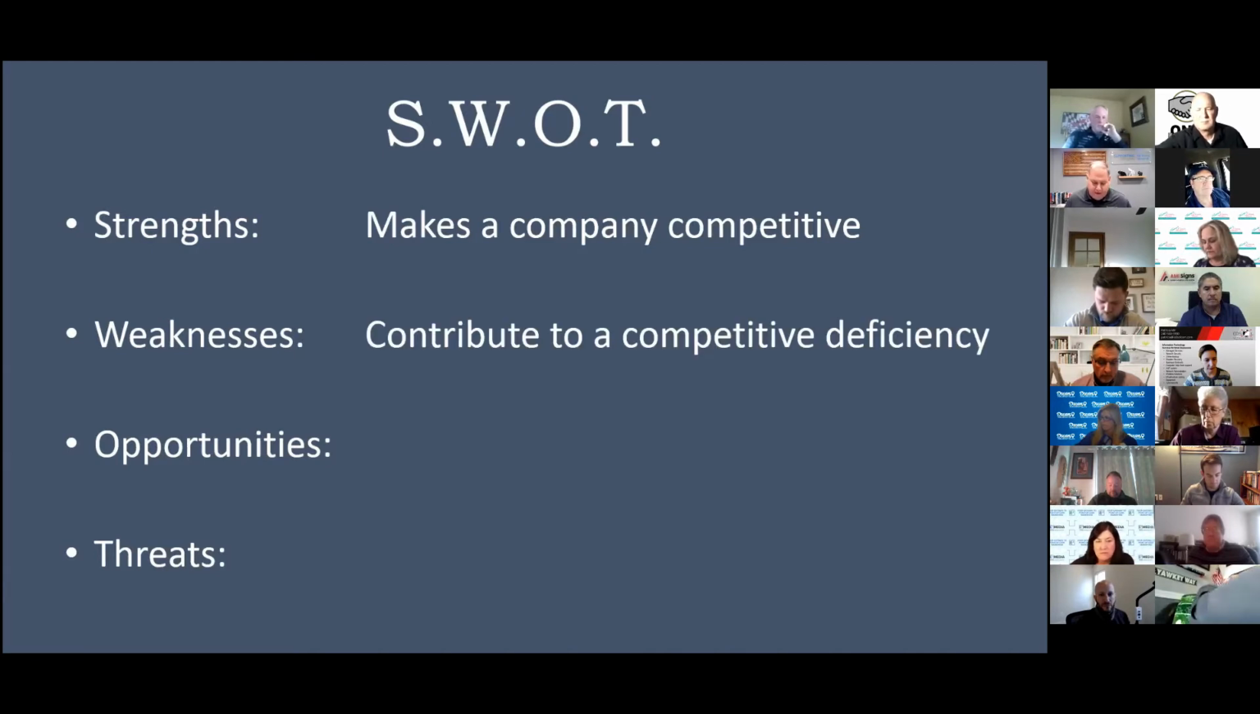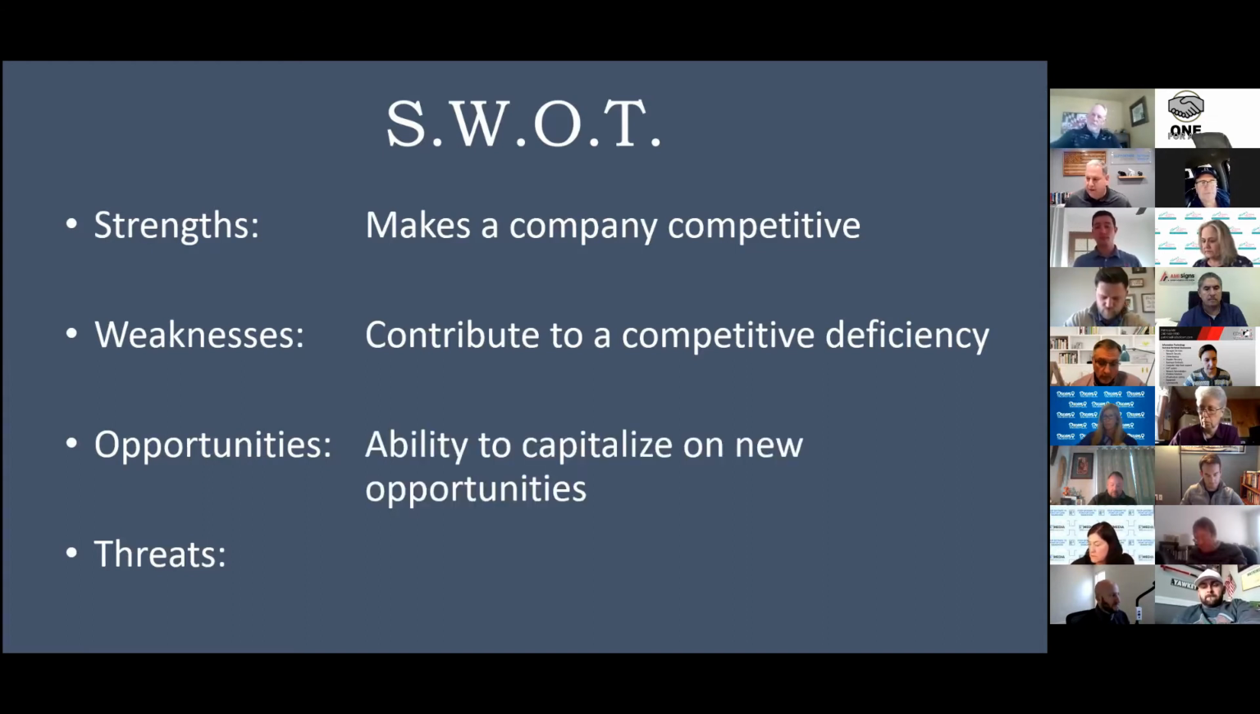Of course, what are weaknesses? Weaknesses contribute to competitive deficiencies. All companies have weaknesses. Everybody has a weakness. This is where that critical self-assessment comes in. You need to know your weaknesses and you need to address and correct them immediately. All right, this should be an ongoing document. By the way, I'll put this out on Gravitate for everybody when we're done.